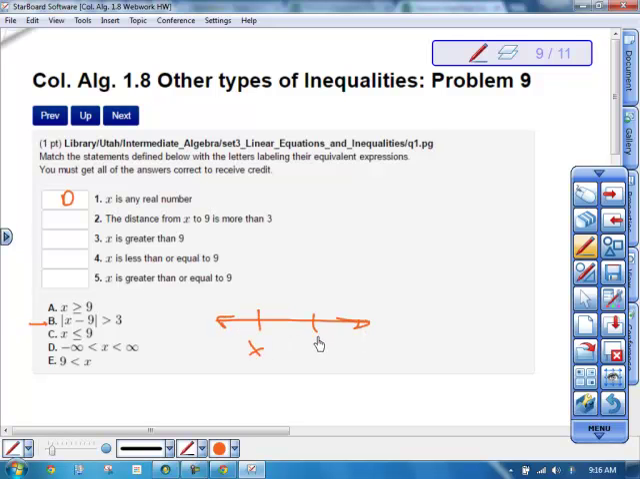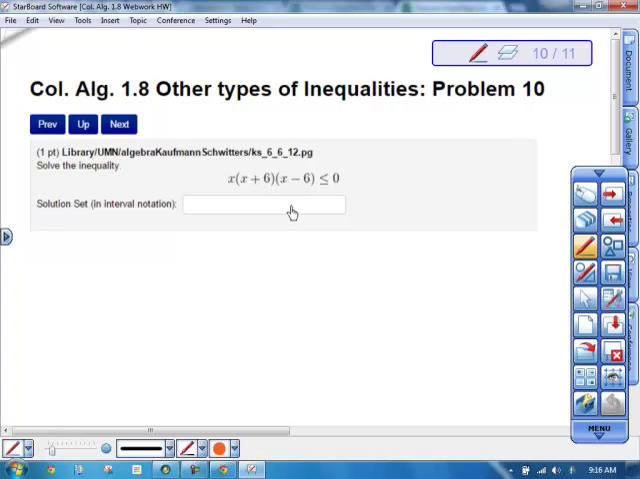That's how you find the distance between two numbers on a number line. You know, if this is x and this is 9, you want to find the distance, just do 9 minus x or x minus 9. Doesn't matter. Just make it positive. Okay, so that's B. X is greater than 9 is a pretty easy one. That's E. And then x is less than or equal to 9. That's C. And then x is greater than or equal to 9. That's A.